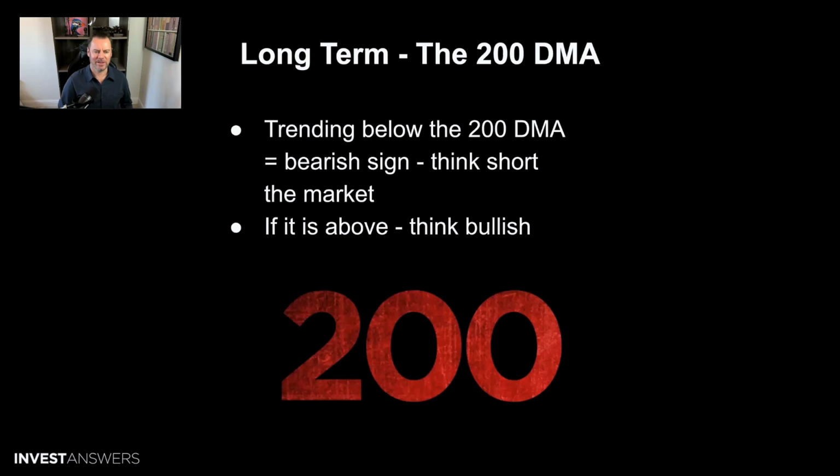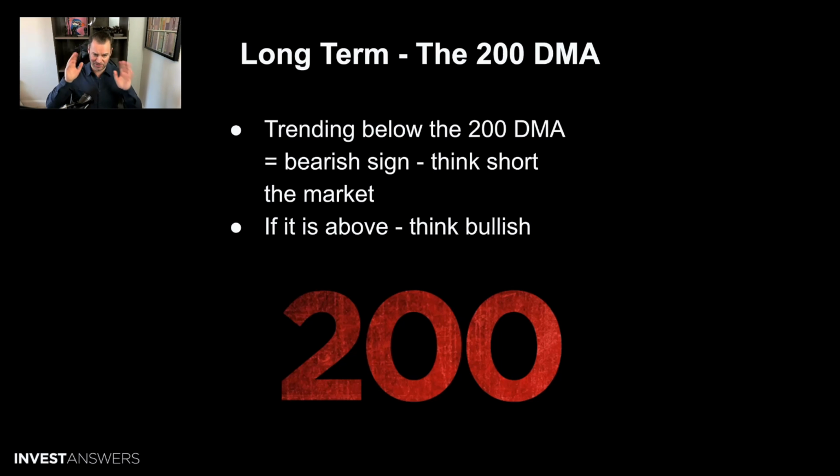So let's talk a little bit about the different moving averages that I use. So first of all, today we're just going to talk about simple moving averages or moving averages. We're not going to talk about exponential moving averages. We'll do that in a later video. But for the simple moving averages, there's 3 that I look at. One is the 200-day moving average. And the key things to note here, if something is trending below a 200-day moving average, it's a bearish sign.